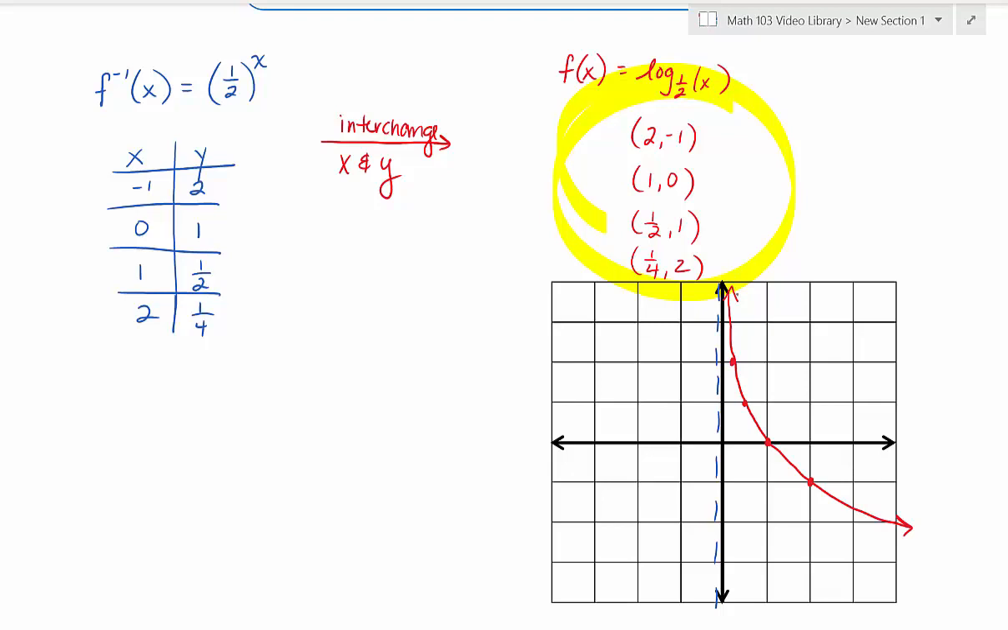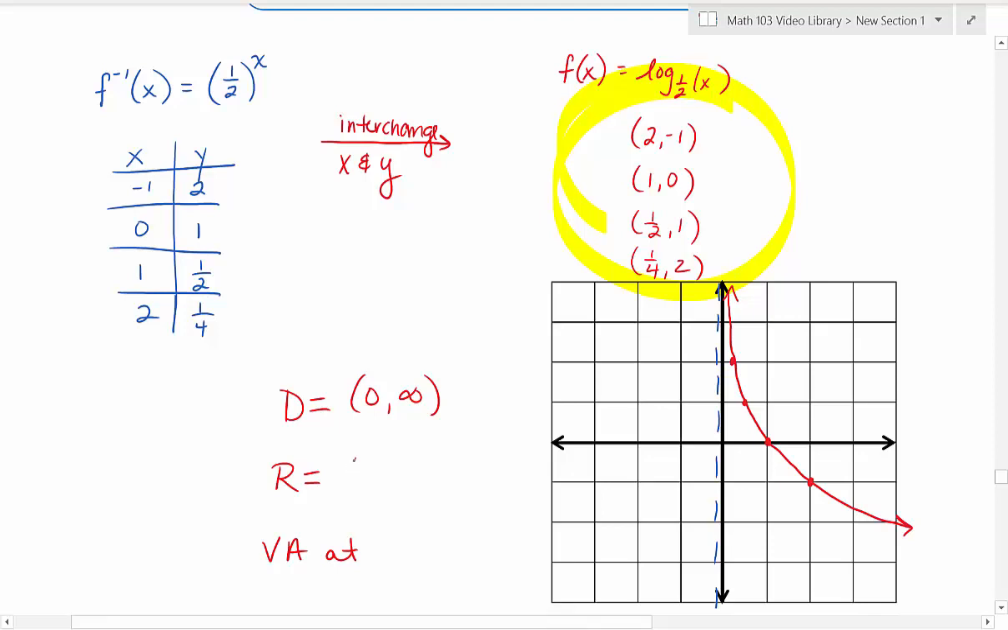We also want to state the domain, the range, and the equation of the vertical asymptote. Our domain is 0 not included to positive infinity, while our range, since we have an arrow pointing up and an arrow pointing down, is negative infinity to positive infinity. Our vertical asymptote is on the y-axis, and the equation of that line is x equals 0.